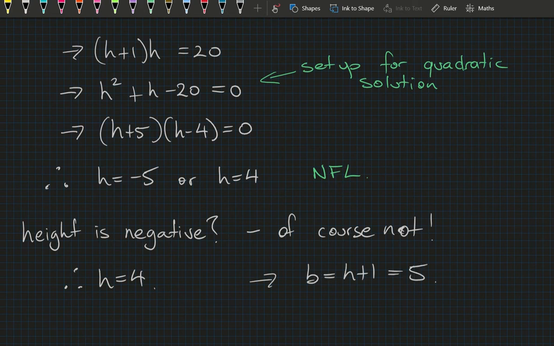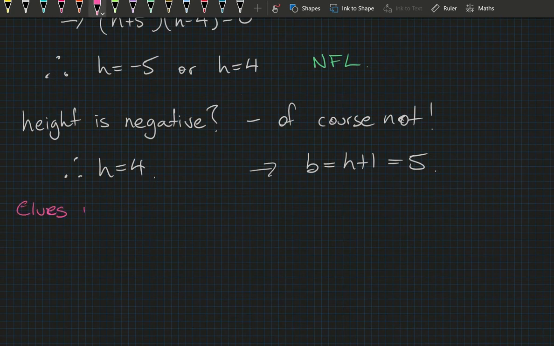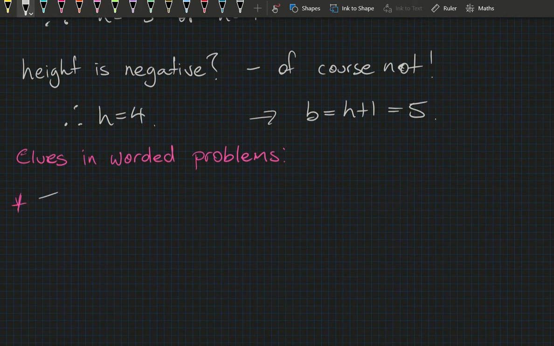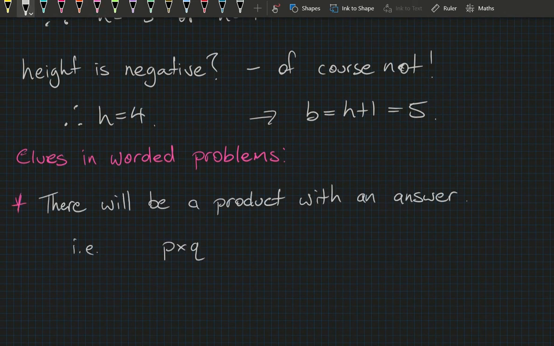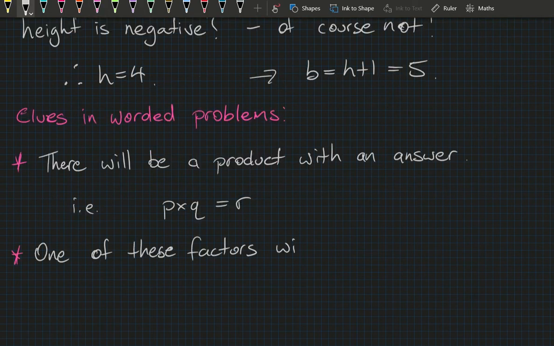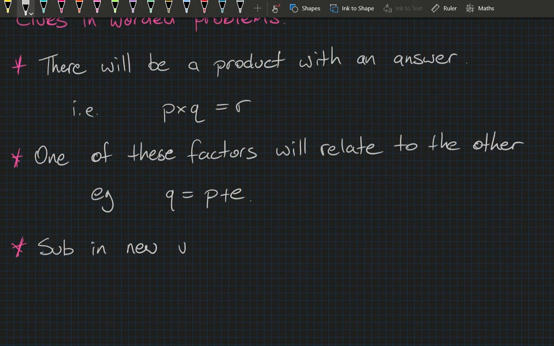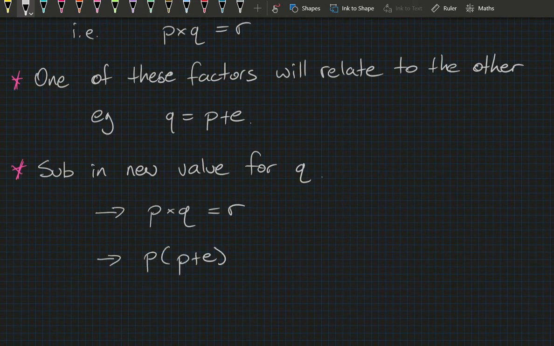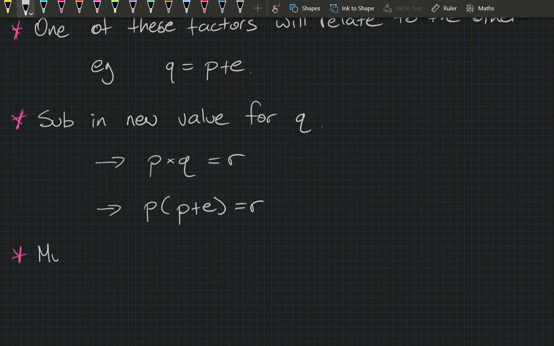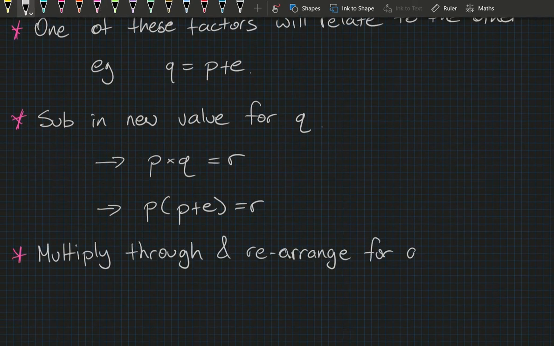Now, one of the biggest challenges with applications of maths is finding the clues in worded problems. When working with quadratics, it's important to know that there will be a product with an answer, like p times q equals r, and one of these factors will relate to the other. So for example, q will equal p plus a constant e. So the next step is to sub in the new value for q, so that our p times q equals r becomes p times p plus e equals r. Then you need to multiply through and rearrange for a quadratic solution.